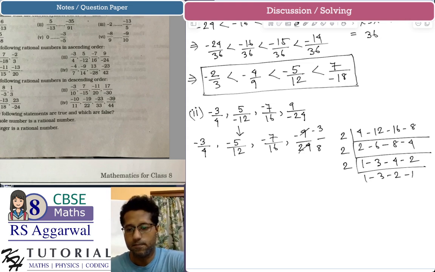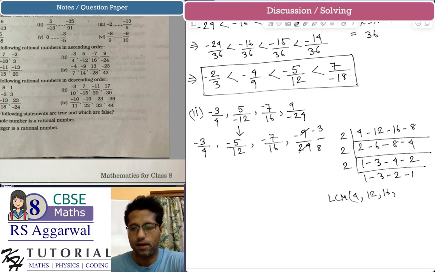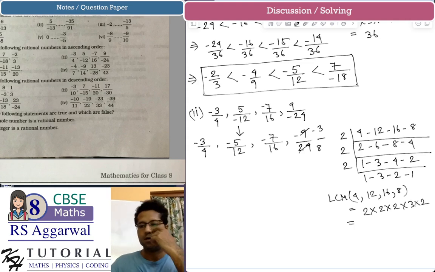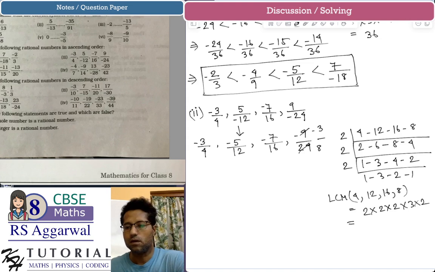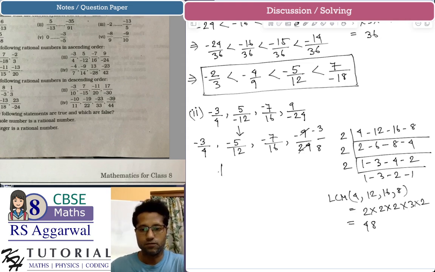So the LCM of 4, 12, 16 and 8 is 2 into 2 into 2 into 3 into 2, which will be 48. So the LCM is 48. Now we have to convert all these 4 rational numbers to their equivalent form, so that all the equivalent rational numbers will have a common denominator of 48.